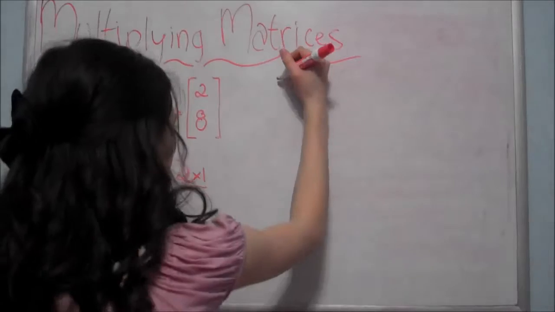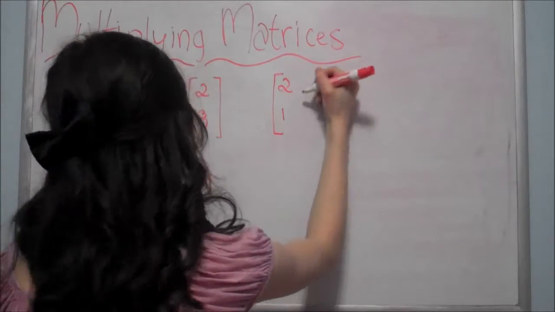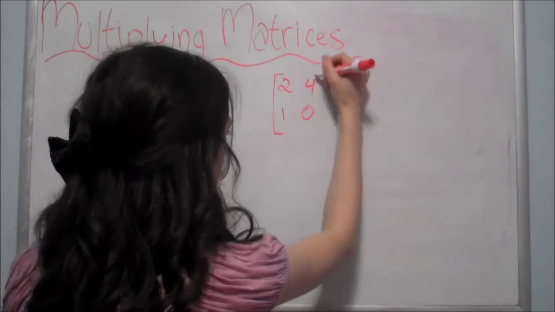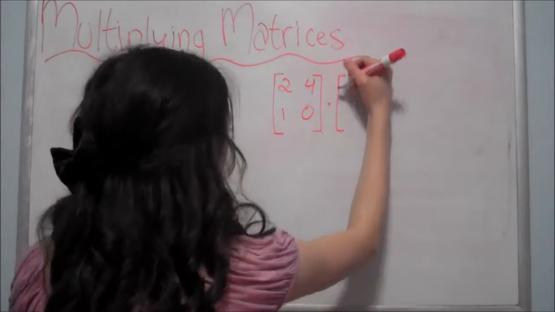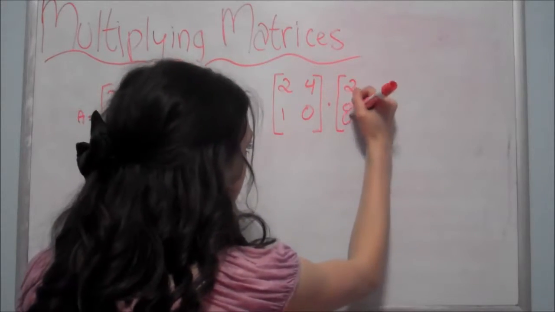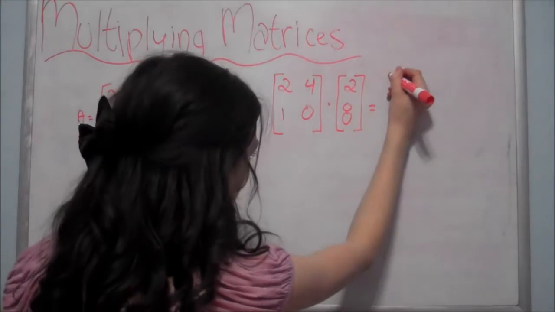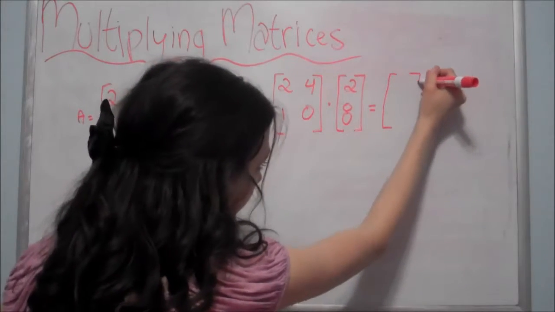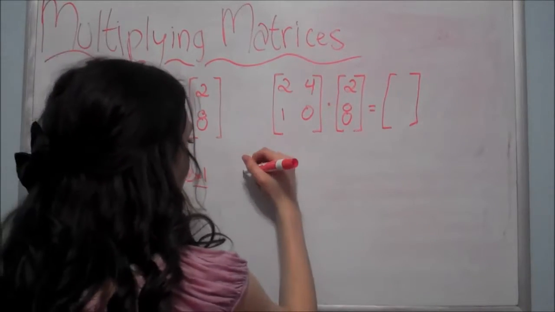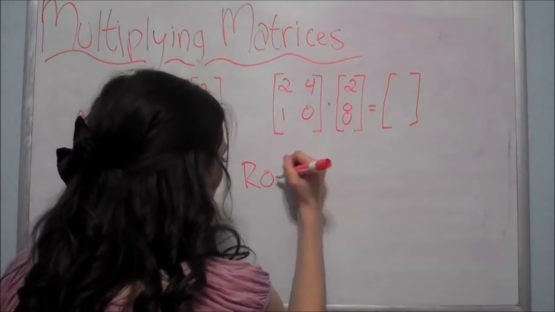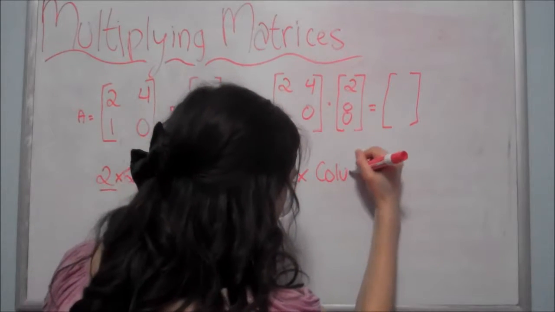So we'll go over here, and we'll have a 2, 1, 4, 0 times 2, 8. So the answer is a 2 by 1. So we're going to outline the 2 and 1 so that we know what it's going to look like. Alright, so first, you always need to remember rows times columns.